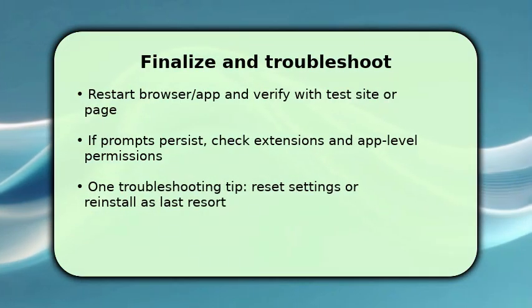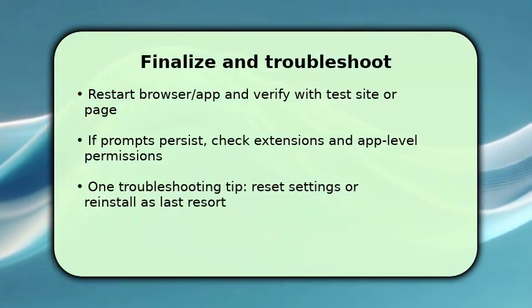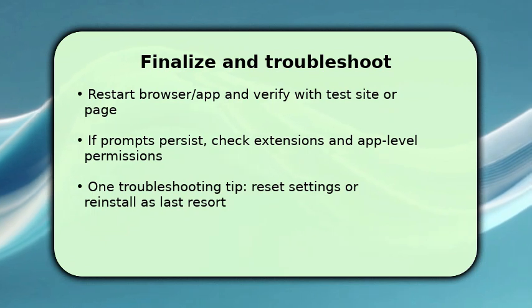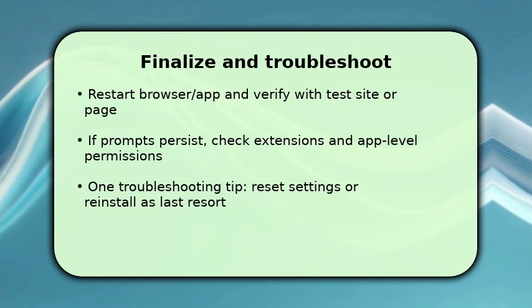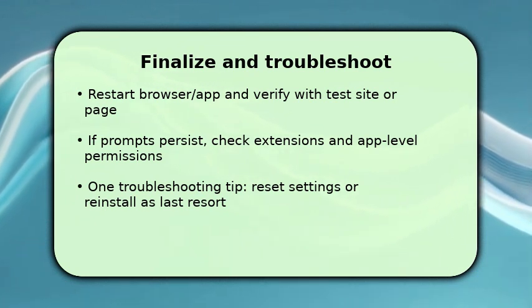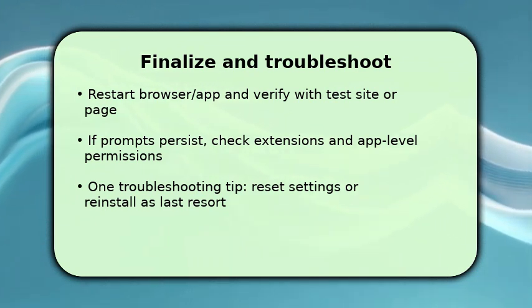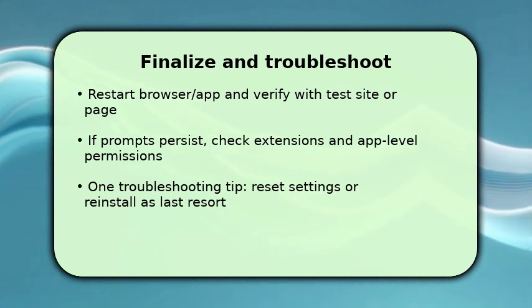To finish, restart your browser or Google app and verify changes by visiting a test site or reloading pages that used to prompt you. Make sure extensions aren't re-granting permissions. Disable them temporarily to check. If mobile, also inspect system app permissions in device settings.